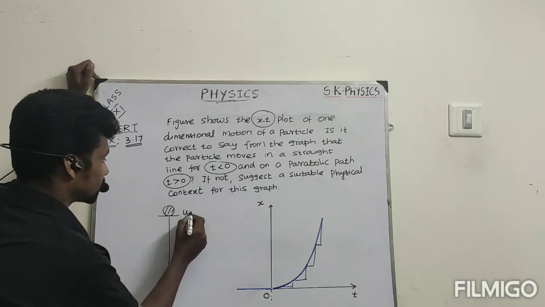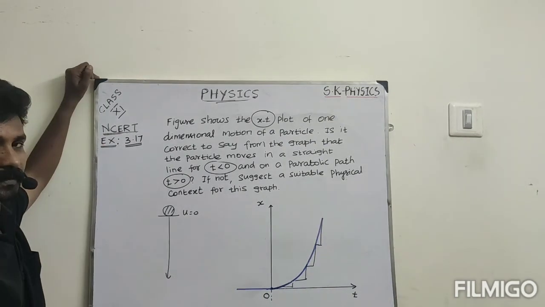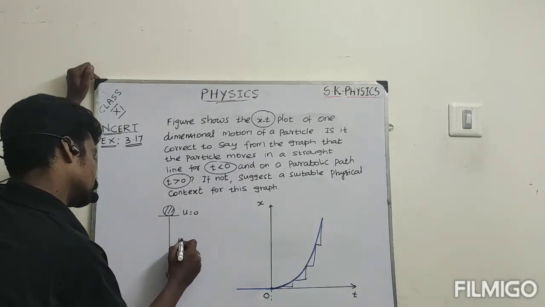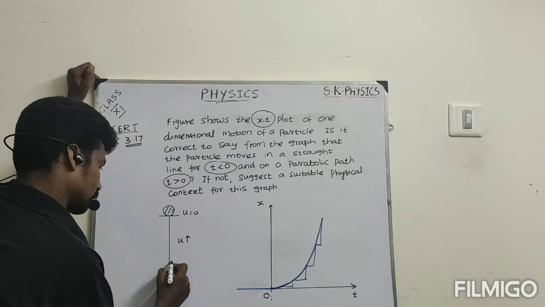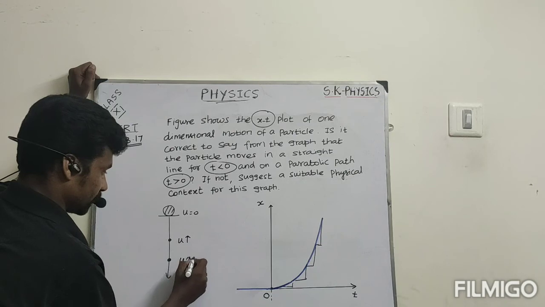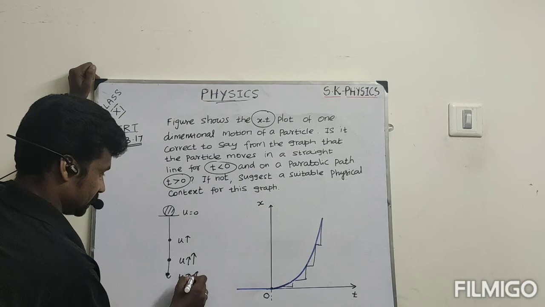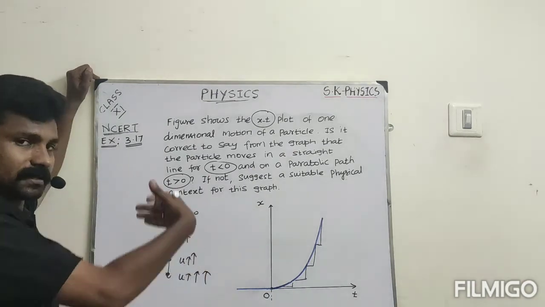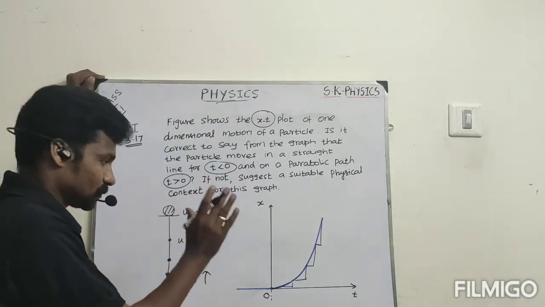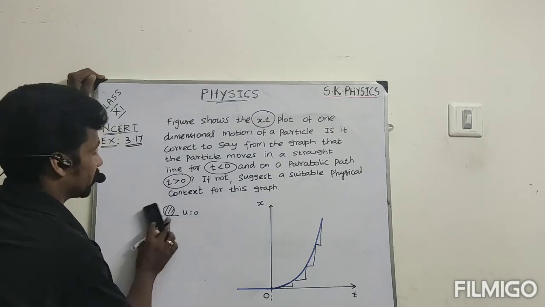So in the initial position, speed is 0 because there is no slope. After that, the speed value increases. Again, I come here, it is increasing. Again here, the speed is increasing more than the previous. Comparing to the previous one, the next speed will be increasing gradually. So this graph represents a freely falling body.